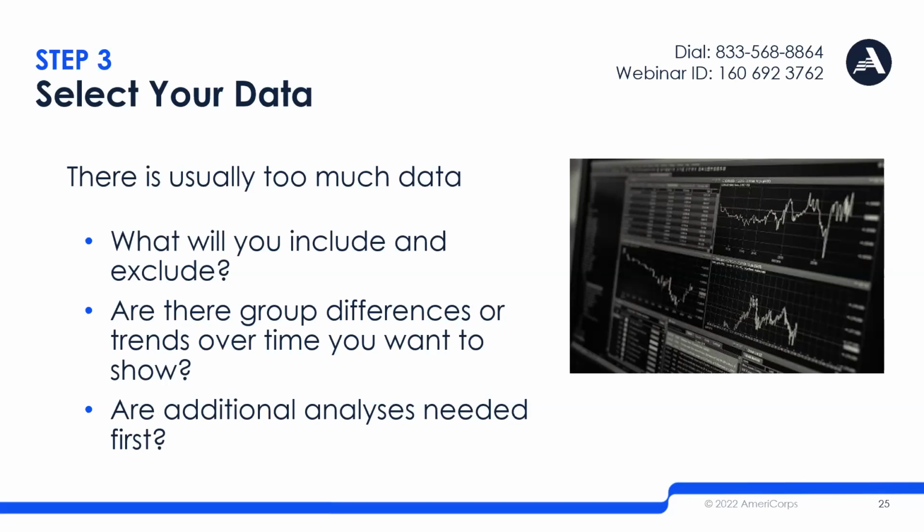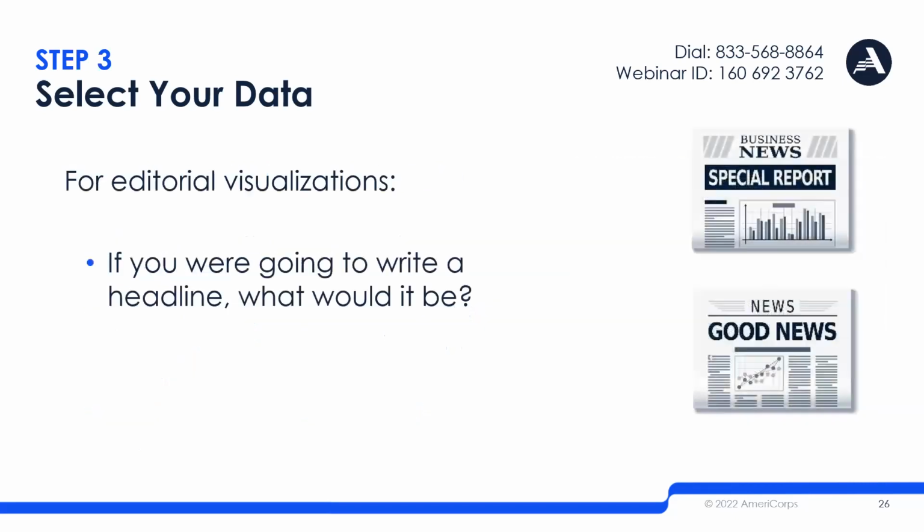Often data is not compiled or formatted in the most useful way, so your preparation may include things like combining categories, playing with the way the data is formatted, or in some cases, even doing statistical analyses. For editorial visualizations, one useful exercise is asking yourself the question, if I were going to write a headline, what would it be? And we can think back to our example being that nonprofits were the 5th largest non-governmental employer.